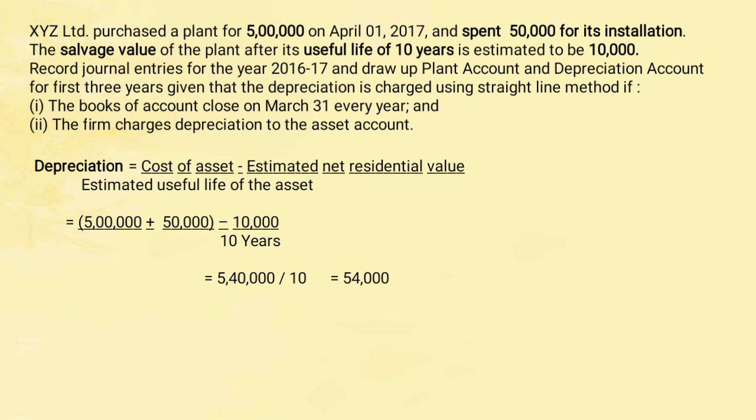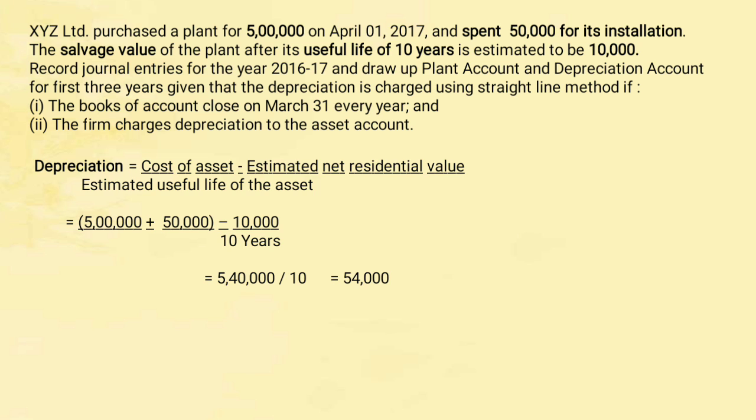Cost of assets minus estimated scrap value divided by estimated useful life of the assets. So the cost of the asset is given as 5 lakh, and the additional cost was 50,000. So that's why the total cost was 5,50,000. And the scrap value is given as 10,000. 5,50,000 minus 10,000 is equal to 5,40,000, and the estimated life is given as 10 years. So 5,40,000 divided by 10 is equal to 54,000.